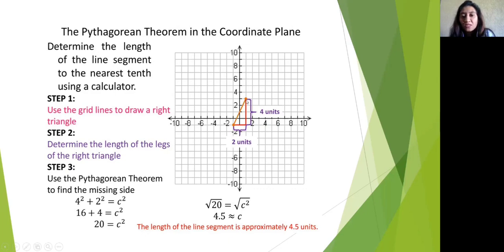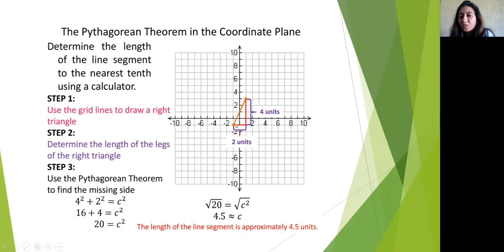So here, these are the two line segments whose distance we have to find. From here, if we see, from this point it started. So 1, 2, 3, and 4 boxes. And we move which side? Opposite. So it is 4 units.